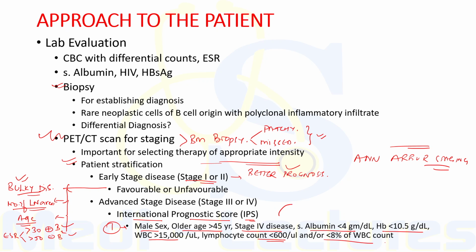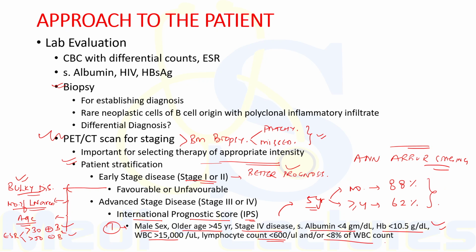Now based on this, 5-year progression-free survival is calculated. So if no risk factor is identified, this 5-year progression-free survival is around 88%. But if more than or equal to 4 factors are present, this 5-year progression-free survival decreases to 62%. But very few patients have multiple risk factors out of these.